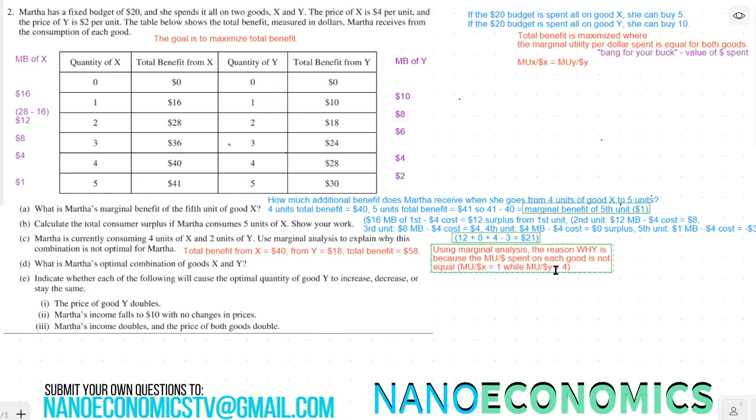Now when we look closer, the marginal utility per dollar for going from 2 units of good X to 3 units of good X, the additional benefit is $8, the additional cost is $4. So the marginal utility per dollar is 8 over 4, or 2. So we're getting $2 in kind of bang for every buck spent when we go from 2 units of good X to 3 units of good X.